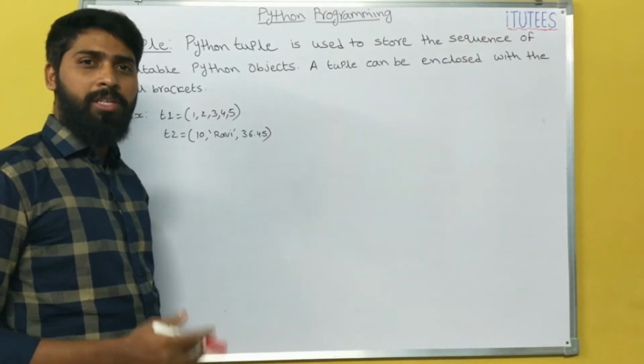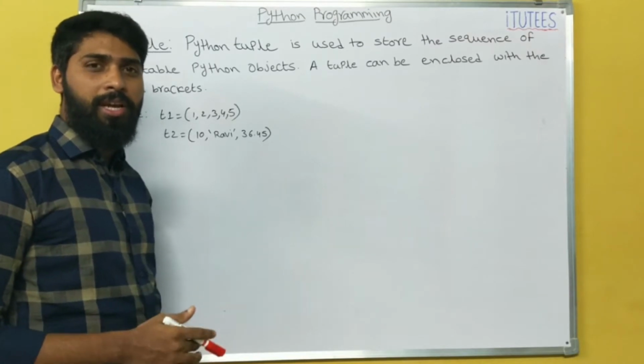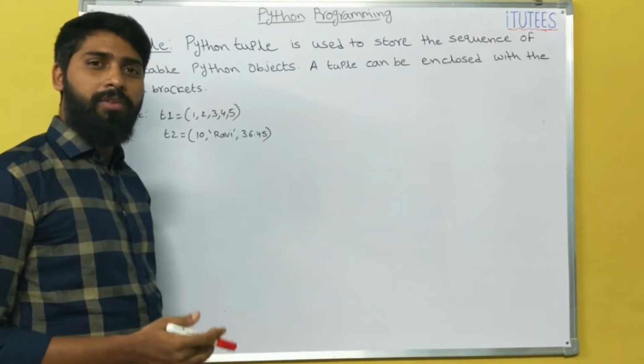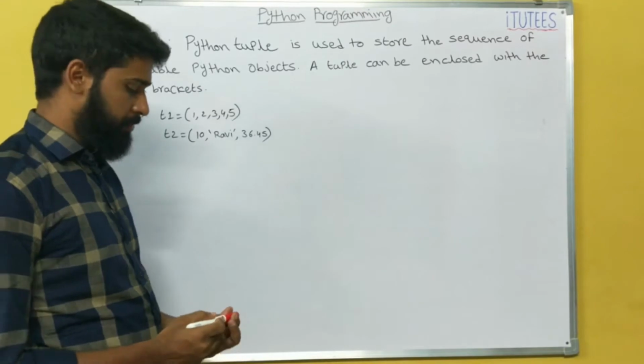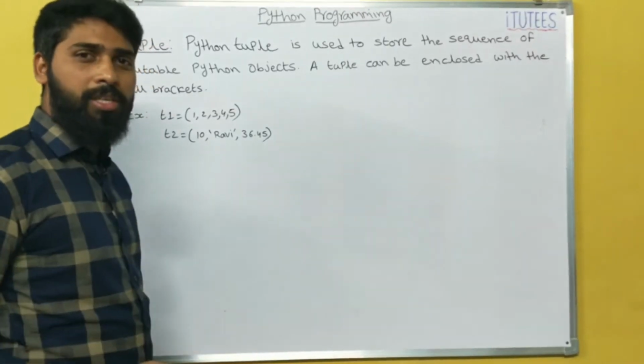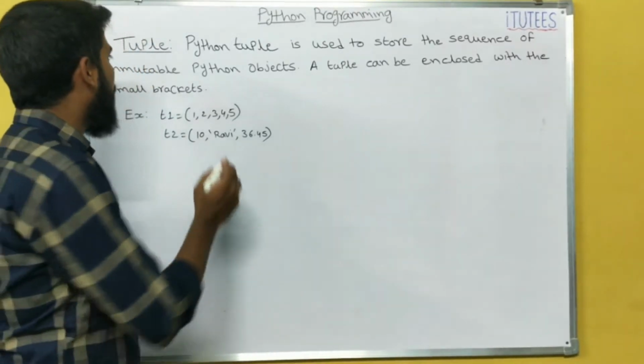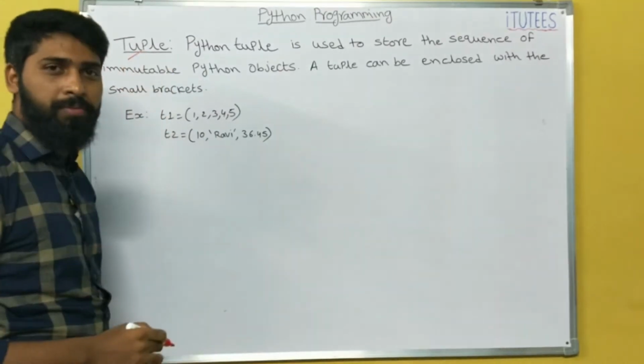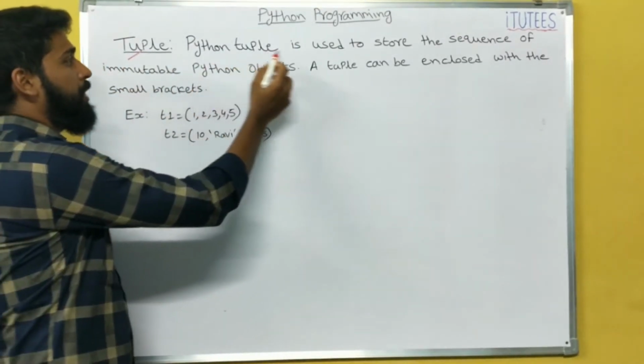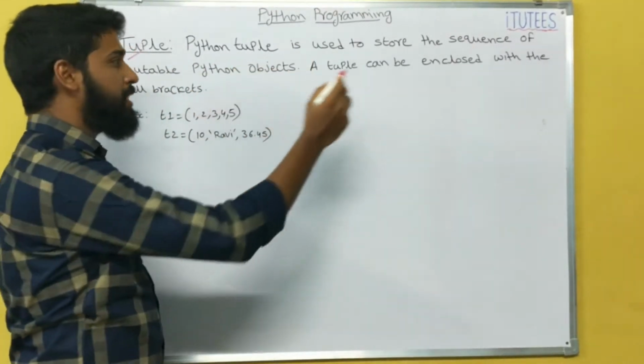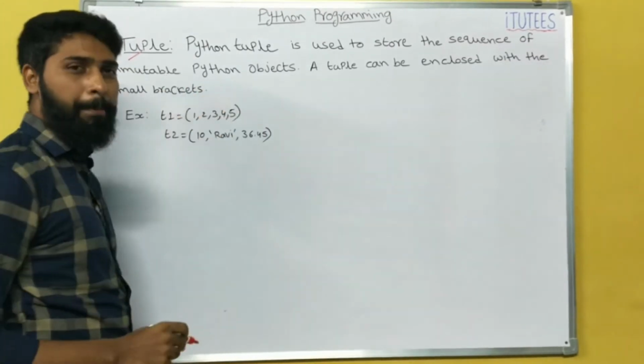In the previous class we discussed the list data type and the different list operations. Now we are going to discuss another data type. The data type name is tuple. So what is a tuple? A Python tuple is used to store a sequence of immutable Python objects.